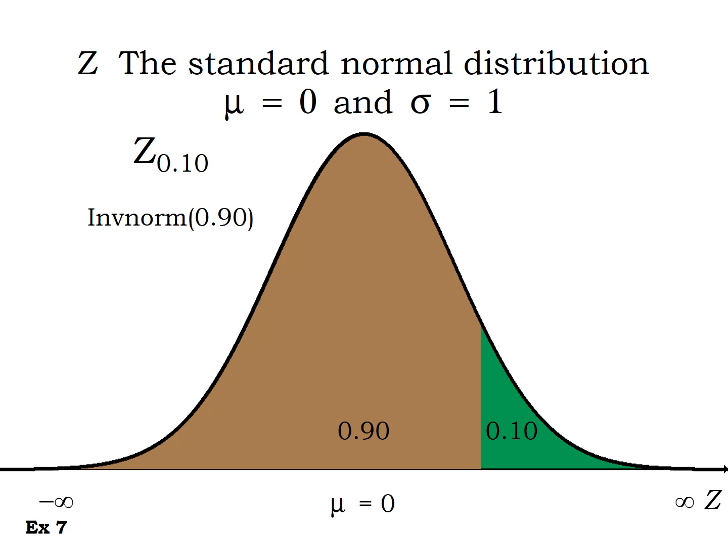Okay, so hopefully you did inverse norm 0.90. That's the area to the left. And when you did that, you should have gotten 1.28.